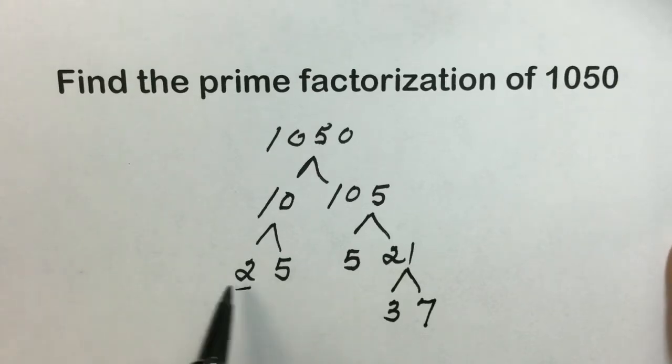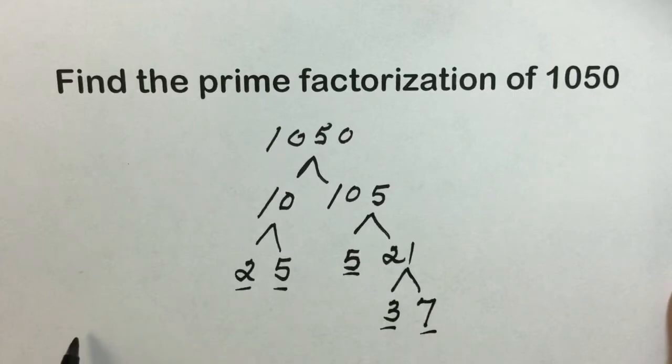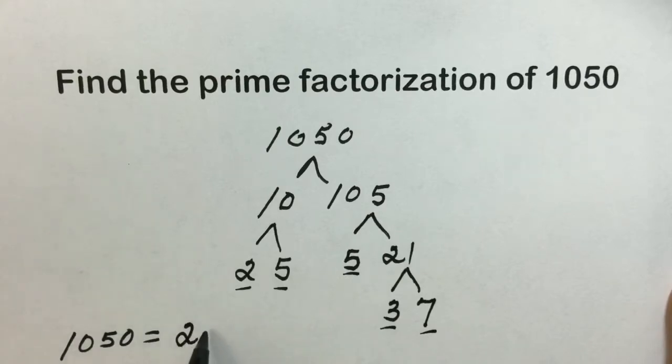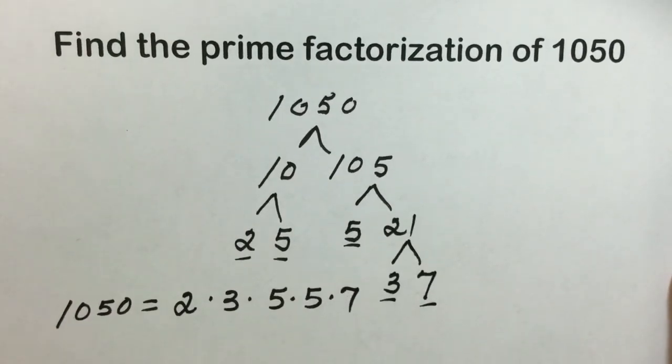So then we gather up all of the prime factors to answer the question then. The prime factorization of 1050 is 2 times 3 times 5 times 5 times 7. Not necessarily in that order, but needing each one of those prime factors.